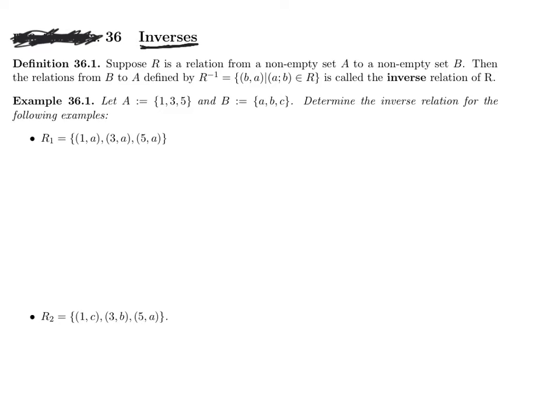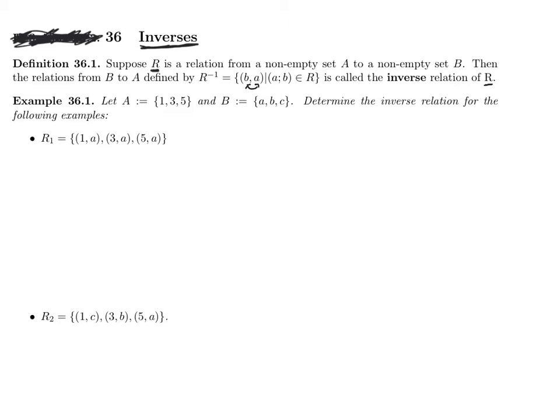So let's say we have a relation R, and that relation is from A to B. Then the inverse relation is the relation from B to A, where the elements are just swapped around. That's called the inverse relation of R. It goes in the opposite direction.